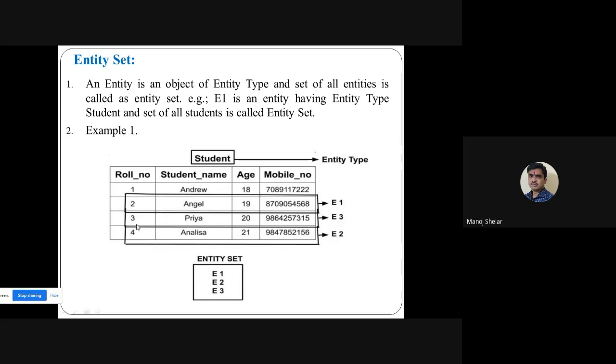But actually, here we identify the entity set. So E1 is one tuple, E3 is one tuple, E2 is one tuple. Simple. Here E1, E2, E3 is the entity set. Okay, simple. This is the entity set. Simple.